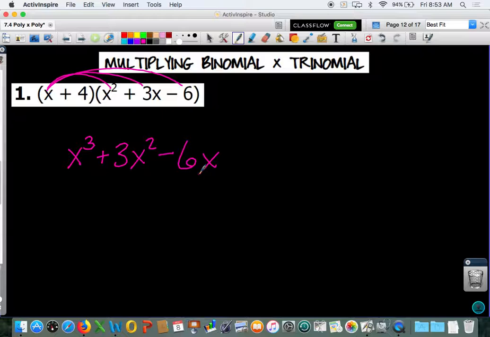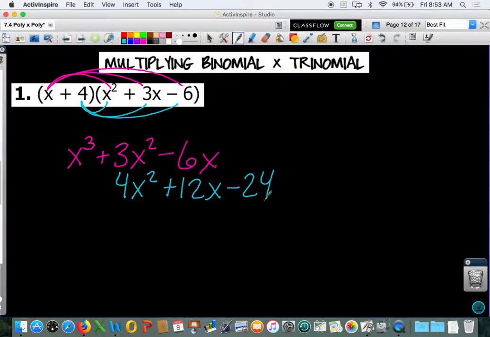Then you're going to go through and distribute that 4. However, I personally don't like to make a long line of everything. I like to line up my like terms. It helps me in the end. So, 4 times x squared would give me plus 4x squared. 4 times 3x would give me plus 12x. 4 times negative 6 is minus 24.